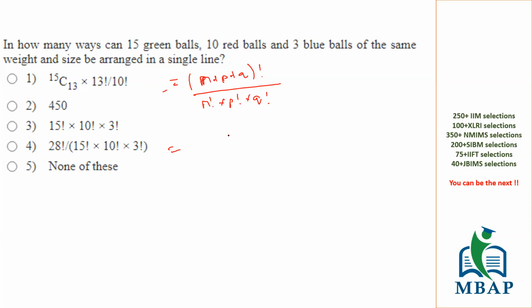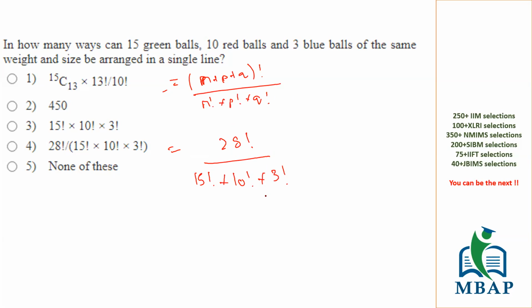So you have 15 green balls plus 10 plus 3. So in all you have 28 balls. So 28 balls can be arranged in 28 factorial ways. Now what is getting repeated? There are 15 green balls, so this will be upon 15 factorial. There are 10 red balls because these are similar balls. Are you getting why we are dividing them by 15 factorial, 10 factorial, 3 factorial? Because these are exactly similar balls.